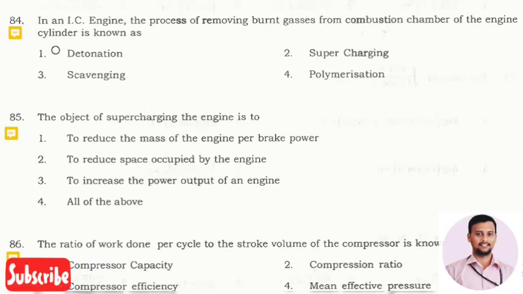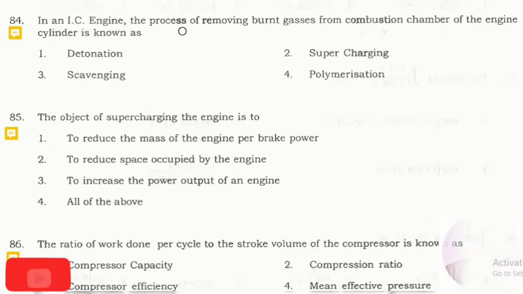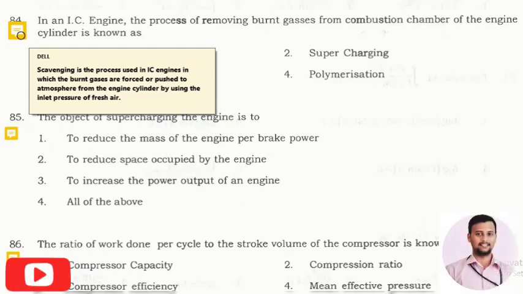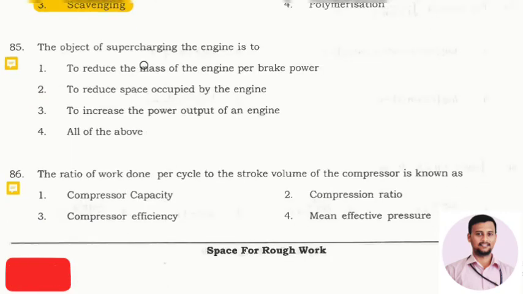The next question is, in an IC engine, the process of removing the burnt gases from a combustion chamber of an engine cylinder is known as. Your right answer is option 3, that is scavenging. So scavenging is a process of removing burnt gases from an engine cylinder with the help of the pressure of fresh air entering into the cylinder. So that is scavenging.